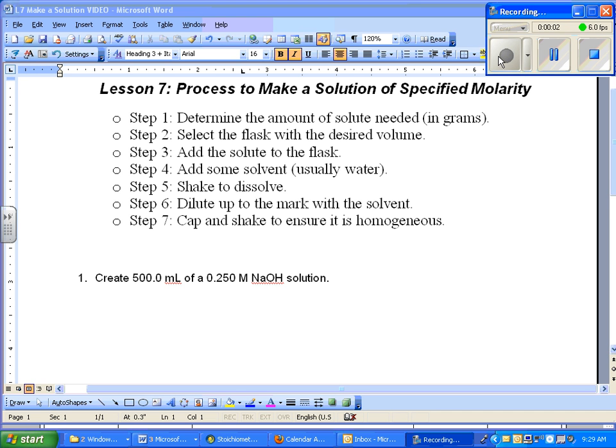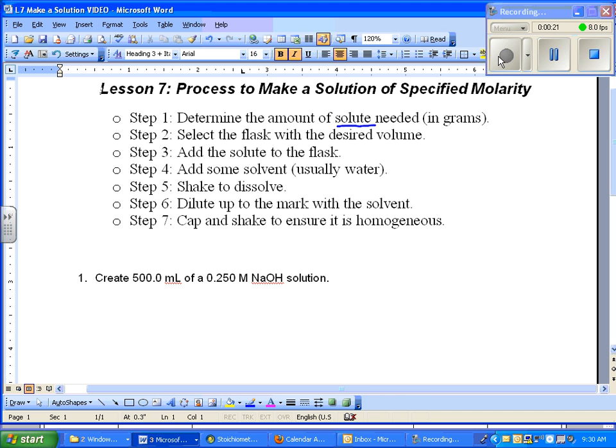This video is going to help you make a solution of specified molarity. In chemistry laboratories all over, certain concentrations of solutions are needed, so this is something that is done all the time. You're going to be making a solution for me in class as a formative. The first thing that you want to do is to determine the amount of solute needed in grams. In our problem, we're going to have to determine how much sodium hydroxide.